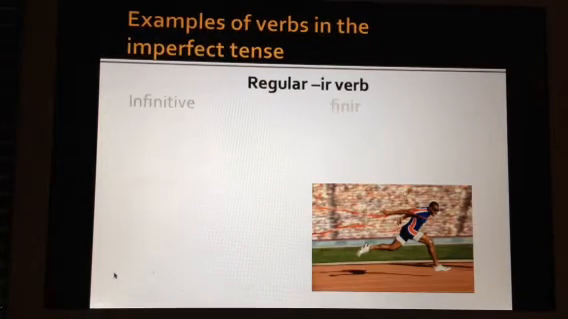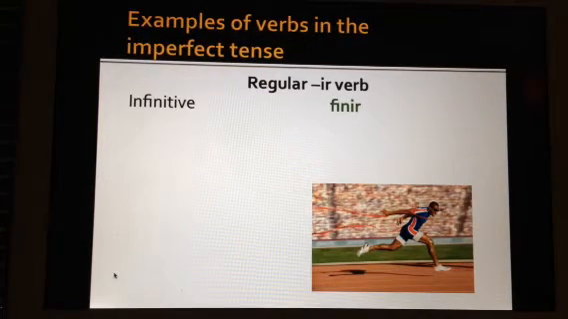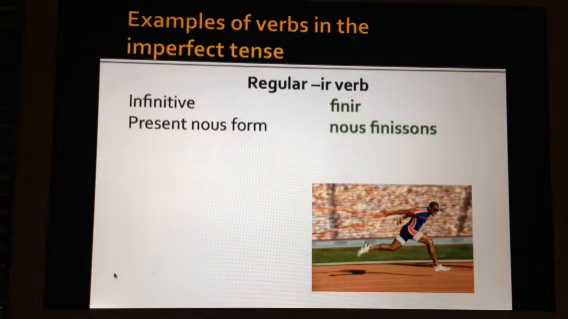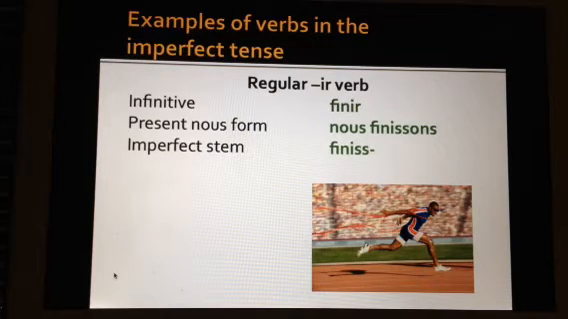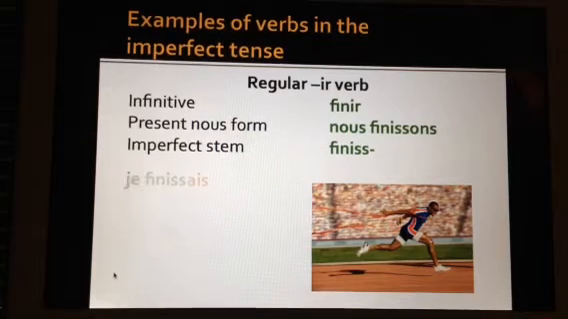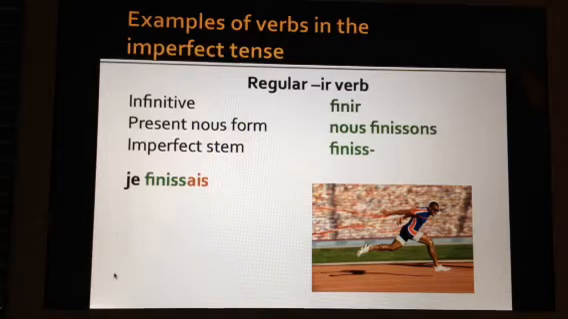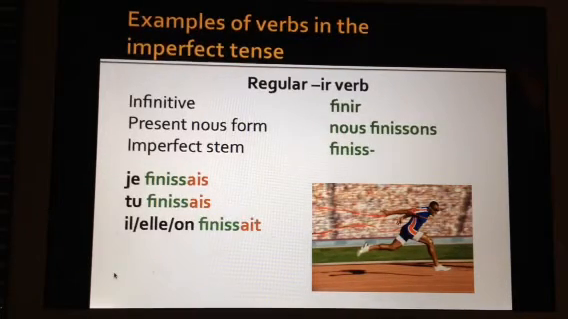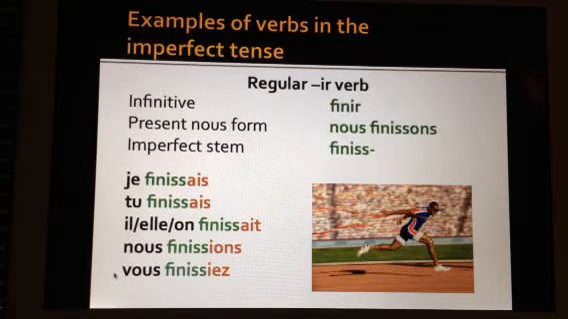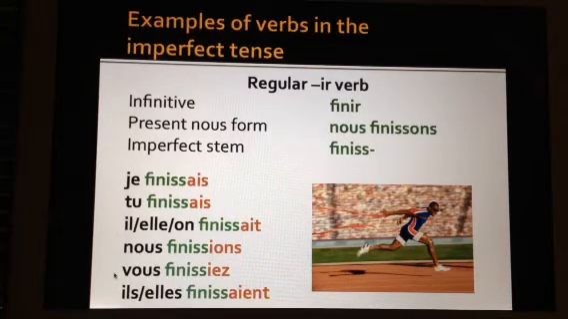For ir verbs, our example is going to be finir. Finir is to finish. For ir verbs, take off the ir and add issons to get your nous form. So your stem for ir verbs, really you drop the ir and add iss. So our forms here: je finissais, I was finishing, I used to finish. Tu finissais, il, elle, on finissait, nous finissions, vous finissiez, and ils, elles finissaient. Remember never to say your ent at the end of an ils, elles verb.